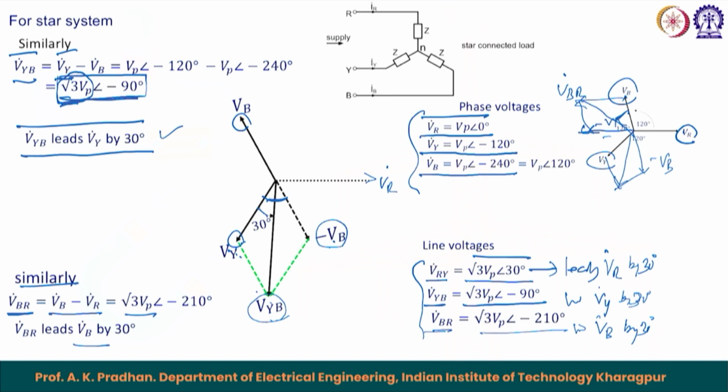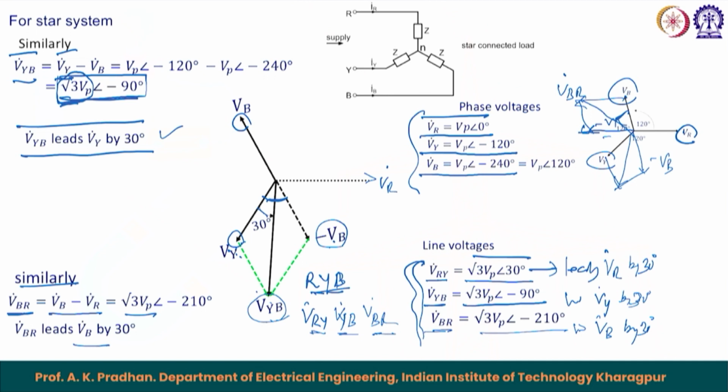So, if we know VR, VY, VB, we can straightforwardly conclude what will happen to the corresponding VRY, VYB, VBR. So, the series is the RYB sequence and we are talking about the corresponding line voltages VRY, VYB and VBR: RY, YB, BR, RY, YB, BR. So, that is the corresponding sequence, and if we maintain that sequence, the corresponding voltages lead the corresponding R by 30 degree, Y by 30 degree and B by 30 degree respectively.